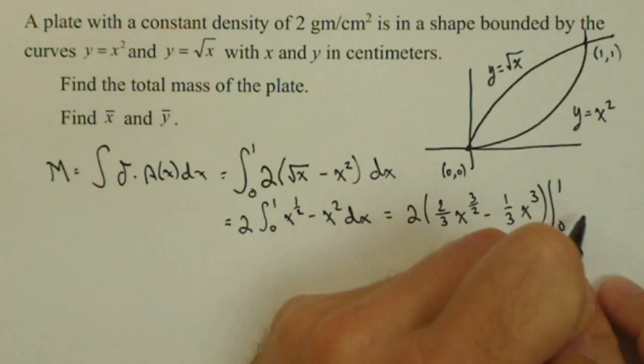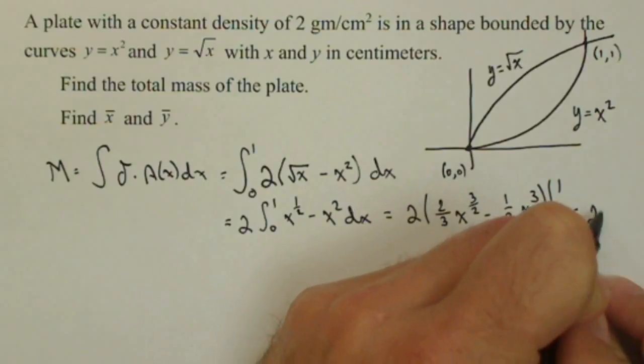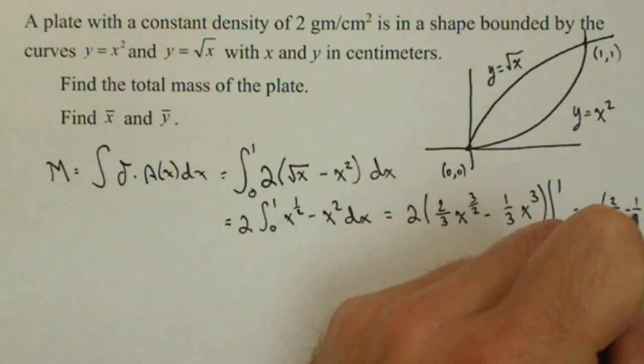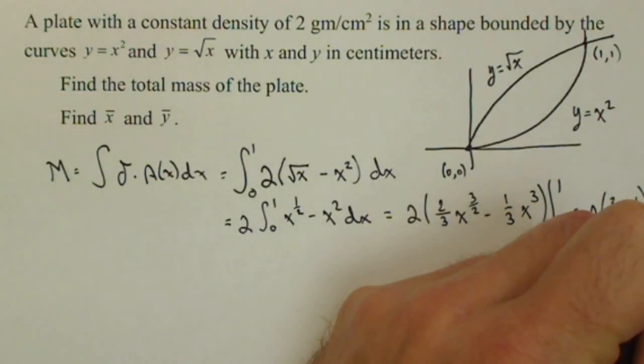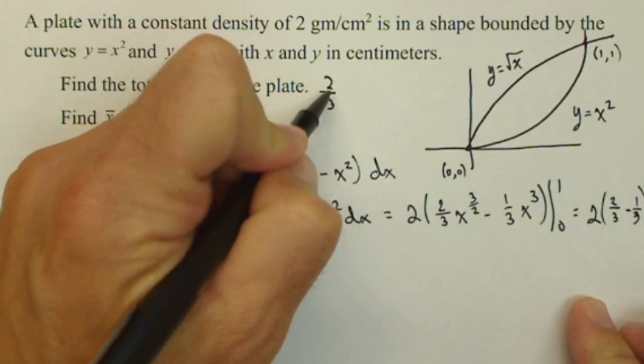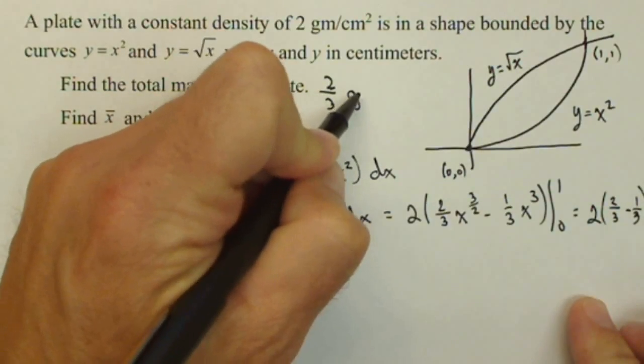So if you see what's going to happen when we put the 1 in, we're going to have 2 times 2/3 minus 1/3, or 2 times 1/3, which is 2/3. And so the mass is going to be 2/3 grams.